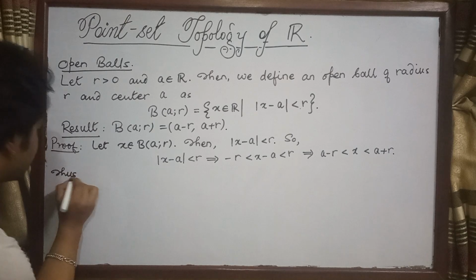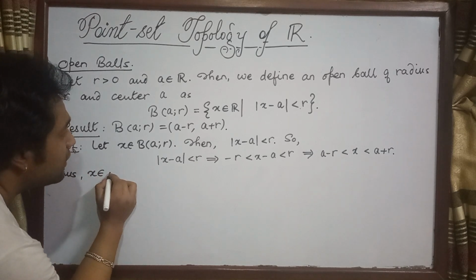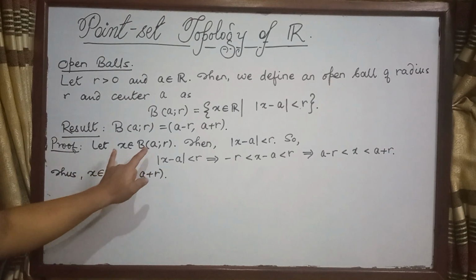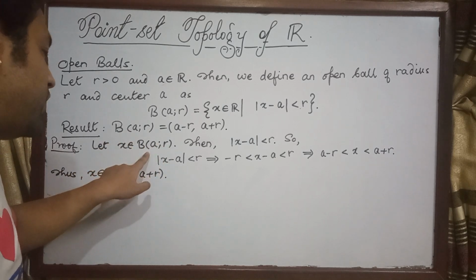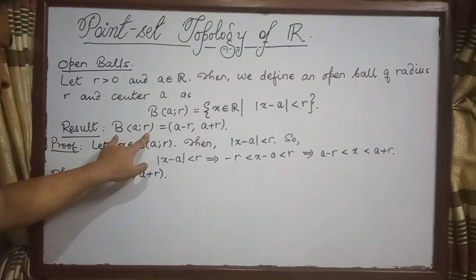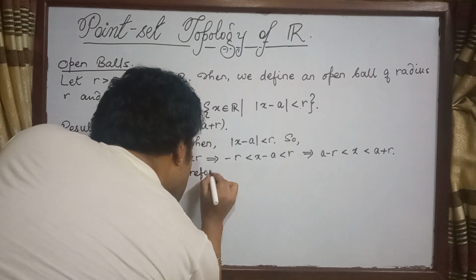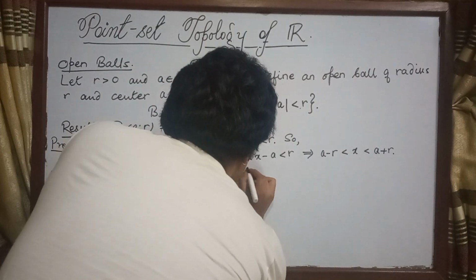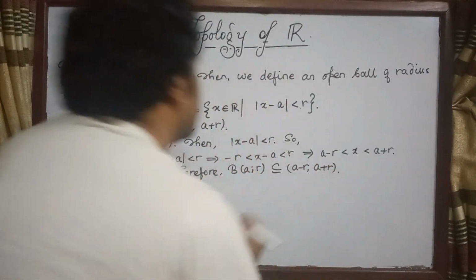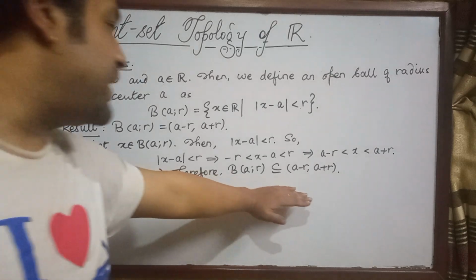Thus, we can say that if x is between a - r and a + r, then x belongs to the interval (a - r, a + r). So what we have done is take any arbitrary element of B(a, r) and show that it is in this interval. So we can say that this set is a subset of this set. Therefore, B(a, r) is a subset of (a - r, a + r). Next, on the other hand, we need to show that the converse also holds.